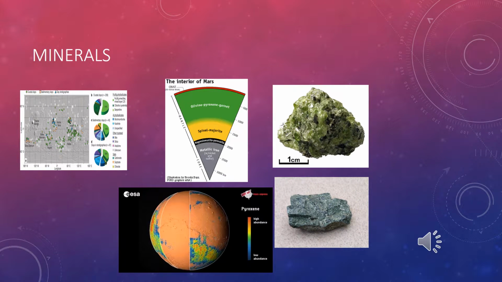The interior of Mars contains the minerals olivine and pyroxene. As you can see in the bottom left picture, there are various areas in Mars that contain pyroxene. Olivine is frequently found in basalt.